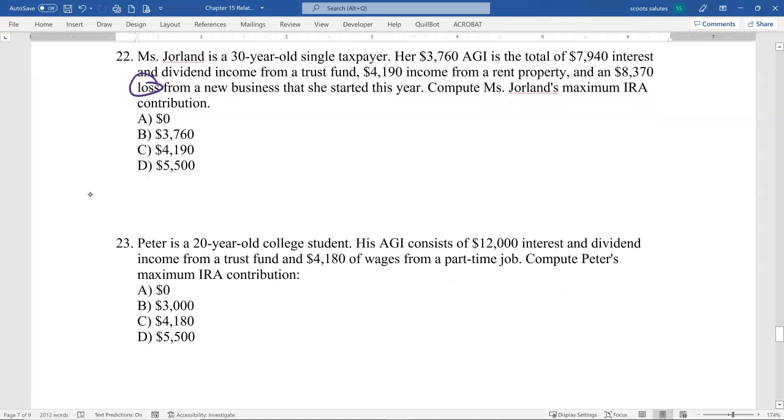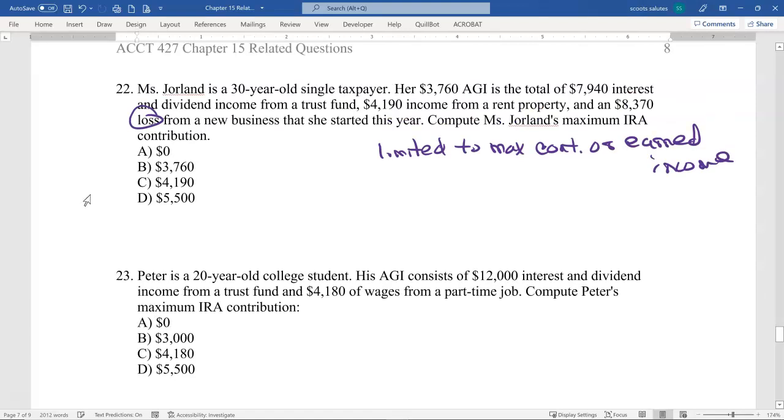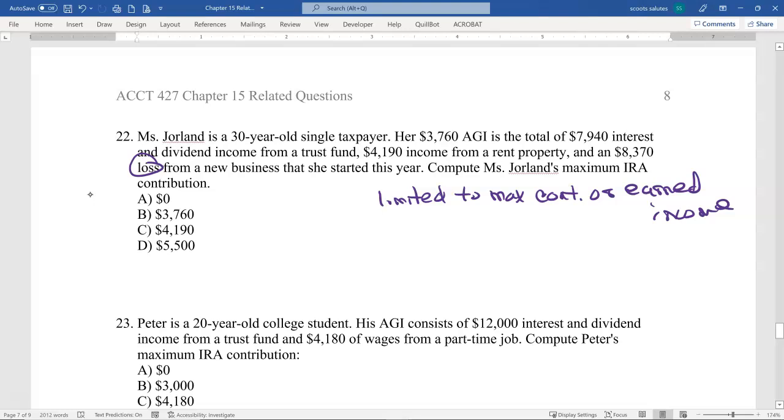So normally it would be limited to either the maximum contribution or earned income. So let's look at these things. $7,940 of interest and dividend income from a trust fund, right? Unearned. $4,190 from a rent property, that's unearned. The $8,370, if it had been income from the new business, that would have counted, but it's a loss. So she has no earned income. How much can she contribute then? Right, $0.